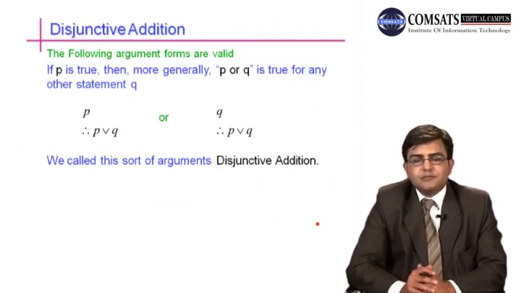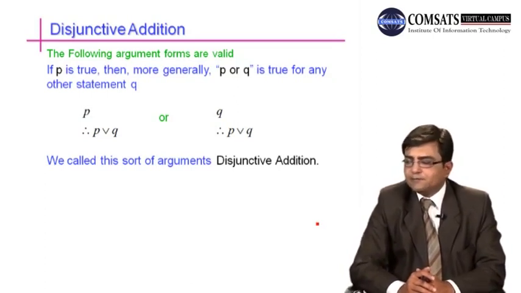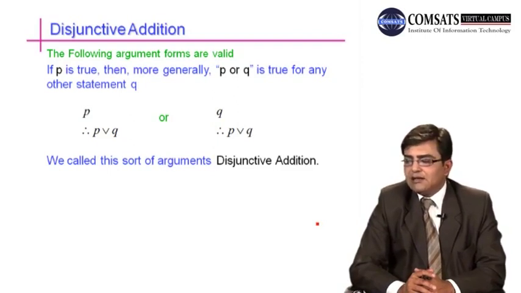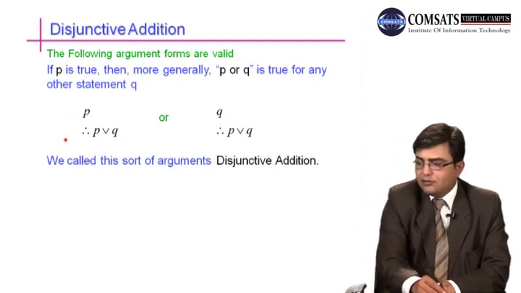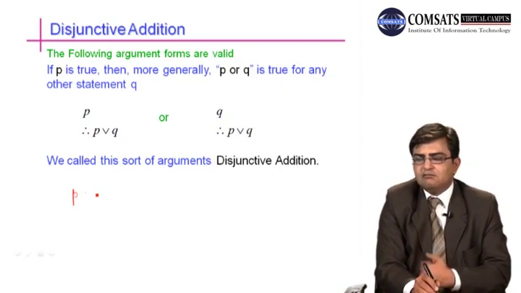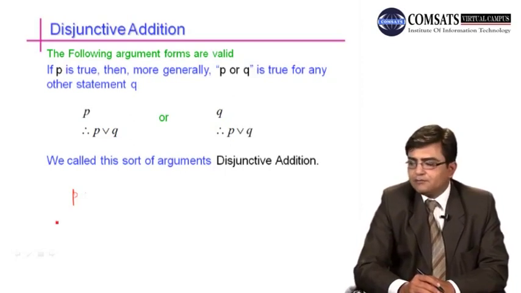So next are some other valid argument forms which we usually see in the next topics, on how to prove an argument to be valid. Disjunctive addition. If we know that P is true, P is any propositional variable.